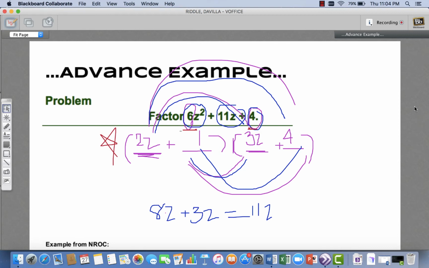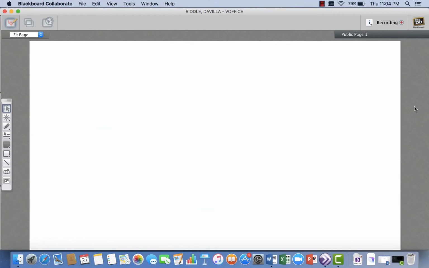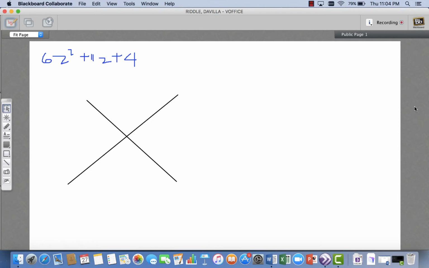So let me just get a new page, and sorry, I don't have my keyboard with me, but it's 6z squared plus 11z, right? Oops, sorry. Plus 4. Yes. Okay, so the method that we used last time, it's called the X method. Have you guys used it before? Kyle, have you used it before? I have not used this before. Okay, good. So we can learn something because I learned this from Josh last time.